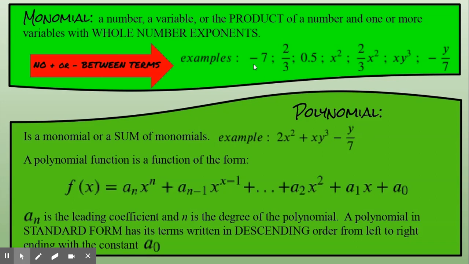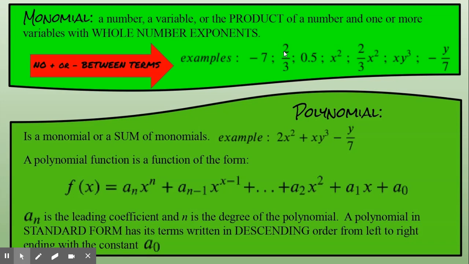So -7, 2/3, 0.5. Any number we could possibly think of, rational or irrational. x squared, 2/3 x squared. So I could put things together. That's fine, as long as it's a product, a multiple. xy cubed, two things multiplied. That's fine. -y divided by 7. I know that technically doesn't look like a product to you, but remember, I could rewrite this as -1/7 times y. So division is actually considered a product because we can write it as multiplication of the reciprocals. So these are all examples of a monomial.